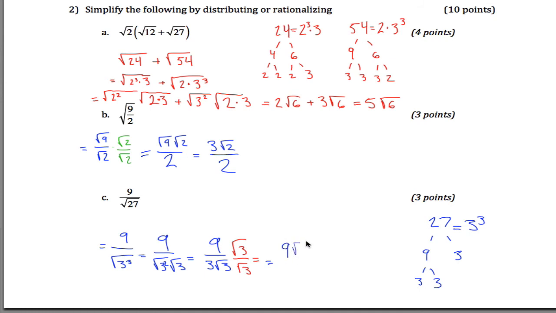And then you'll get 9 root 3 on the top, and on the bottom 3 times root 3. In other words, 3 times the square root of 3 times the square root of 3, which is 3 times 3. But 3 times 3 is 9, cancels out with this 9. So what you're left with is just the square root of 3. In other words, 9 divided by the square root of 27 is just the square root of 3. Another way of writing that. I guess that's it. That's the end of the quiz.